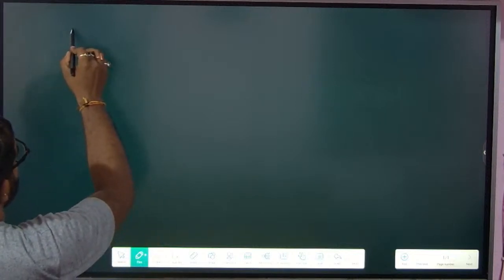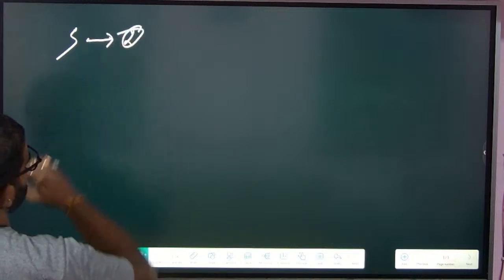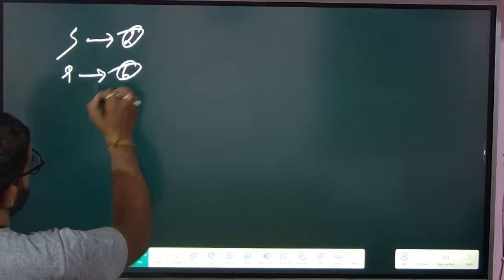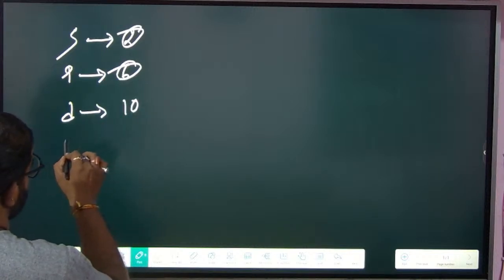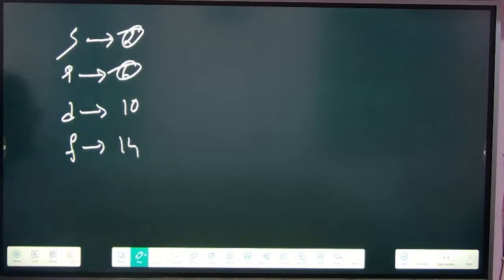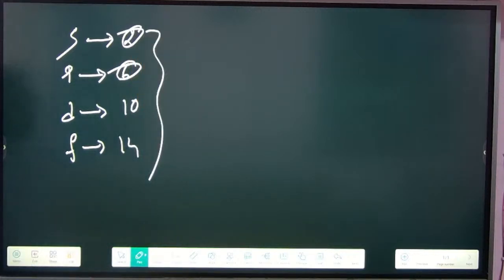Suppose for S orbital, you can have maximum of 2 electrons. For p orbitals, we can have maximum of 6 electrons. For d orbitals, we can have maximum of 10 electrons, and for f orbital, we can have a maximum of 14 electrons. So these are the number of electrons which can be filled in these orbitals. For s orbital 2, for p orbital 6, for d orbital 10, for f orbital 14.